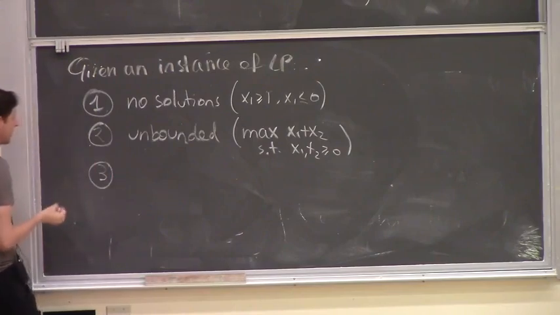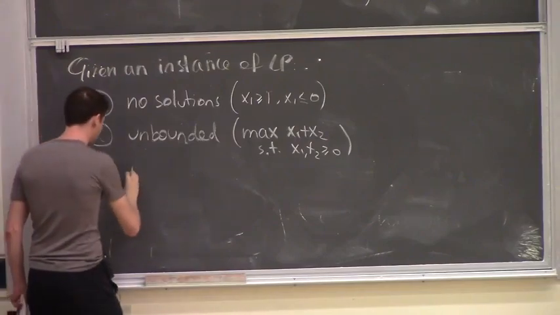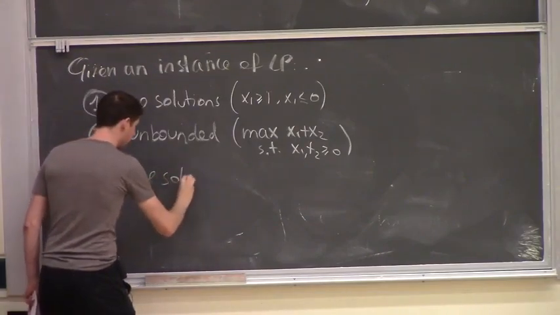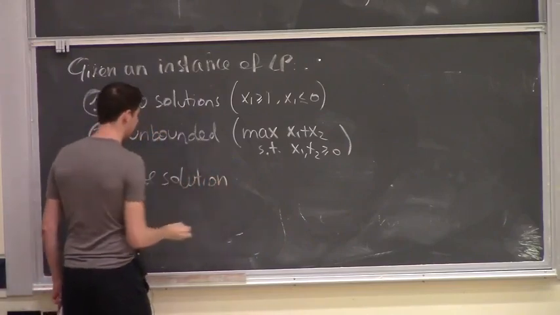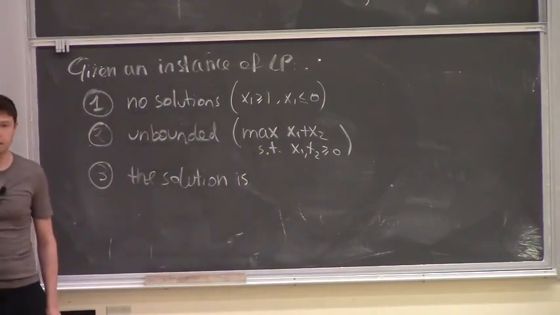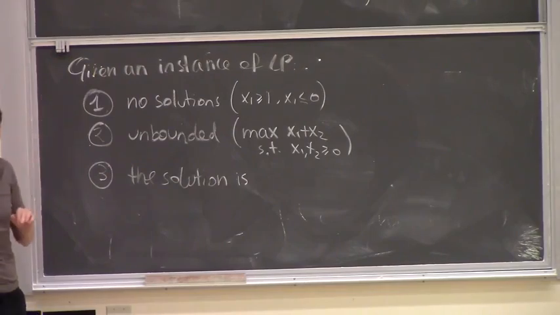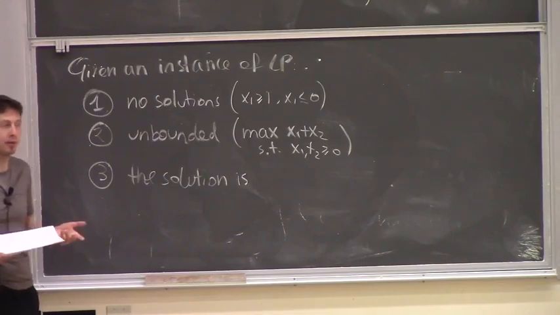The third case, which is the one of interest, since I wanted to rule out these uninteresting cases, is that the best solution is what? I want to apply convexity now. If there are solutions, and it is not the case that you can just keep increasing your objective function unboundedly, then what can I say about an optimal solution using convexity? Where could it be?